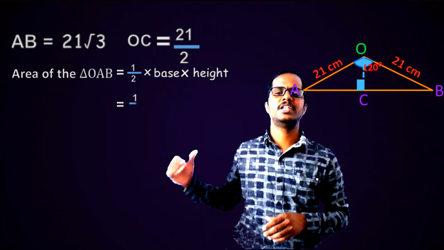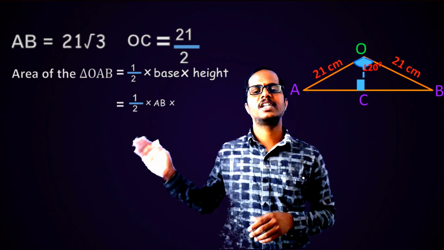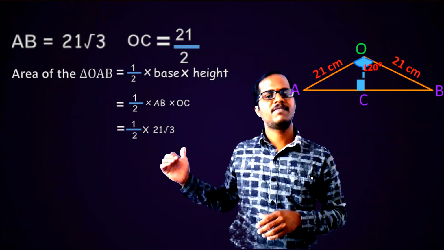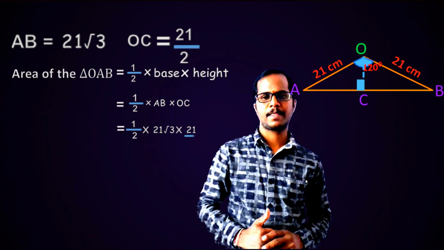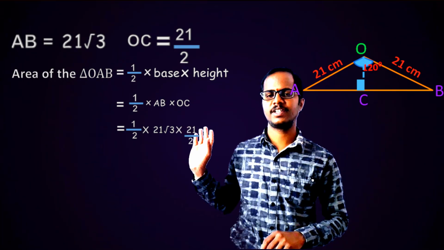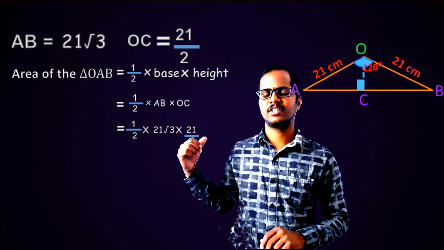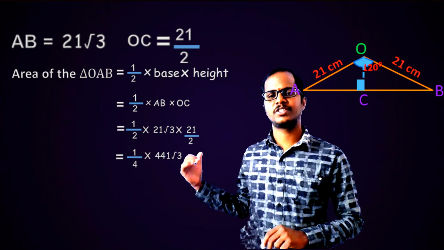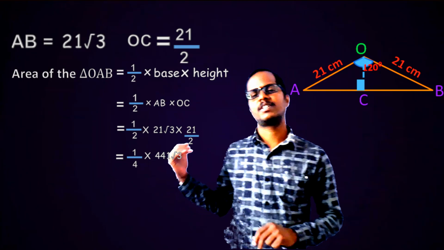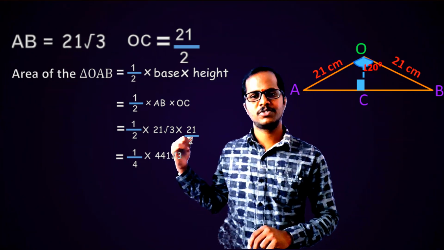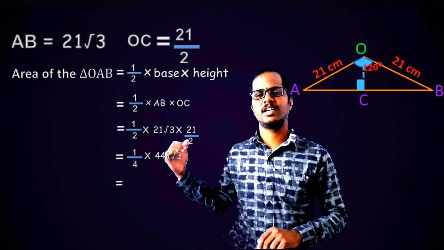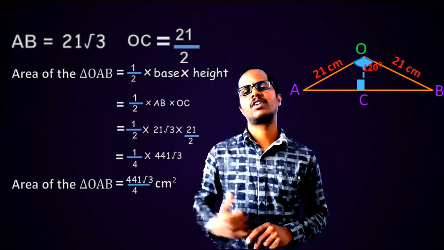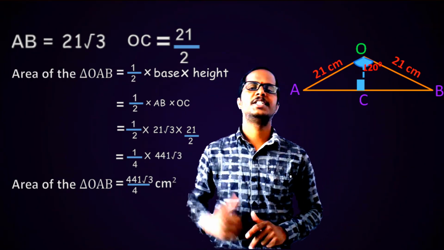So half into AB into OC, and substituting their values, we get half into the AB value, which is 21 into root 3, into the OC value, which is 21 by 2. So here if you multiply 21 and 21, we get 441, and root 3 is there. So 441 into root 3 we have in the numerator, and in the denominator we have 2 and 2. By multiplying them we get 4. So what we get? 441 into root 3 by 4, which is the area of the triangle OAB. So the area of the triangle OAB is 441 into root 3 by 4 centimeters square.